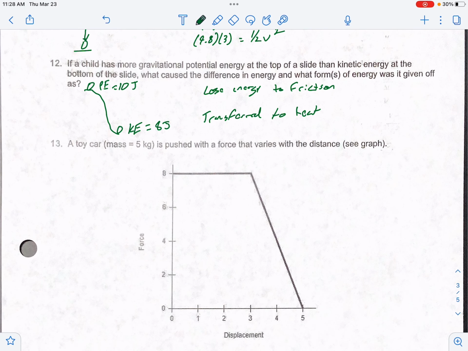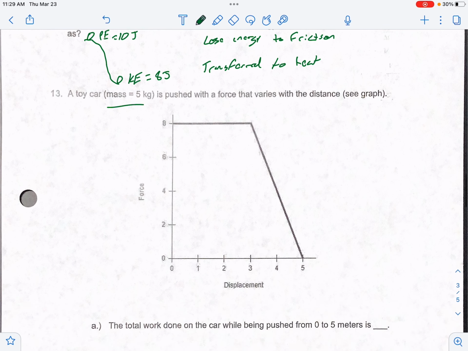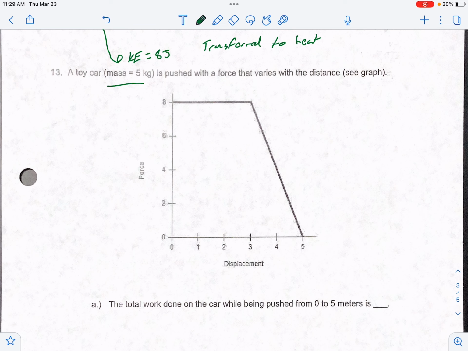13, a toy car with a mass of 5 kilograms is pushed with a force that varies with the distance. Okay, so I have a graph. So remember graphs, what you need to know is a square or rectangle, if you want to find the area of that, it's just base times height. And if you want to find the area of a triangle, it is 1/2 base times height. So I'm going to go ahead and just create my rectangle and triangle. That just makes it easier.